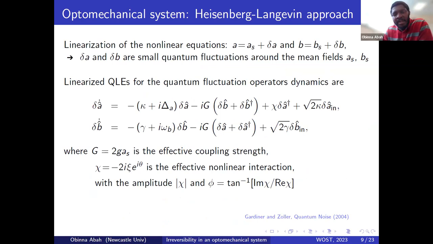And if you linearize the system and are interested in the small fluctuations on top of the mean field values, then you can write the linearized dynamics in this form, where the effective coupling, capital G, now becomes two times the radiation pressure coupling times F of S, which is the mean field steady state value of the system, and then you now have the nonlinear interaction which encompasses the pumping of the nanocrystal, and also the phase angle. Then you can compute your amplitude as well as the phase angle, which will be quite important for the analysis.